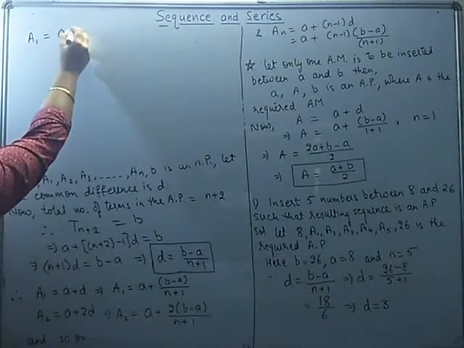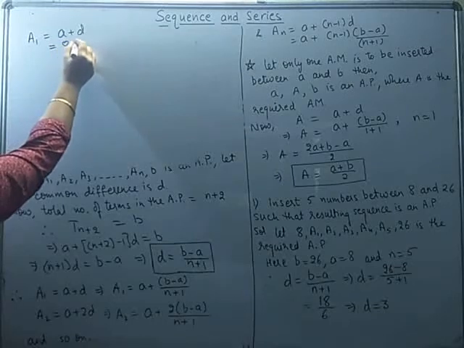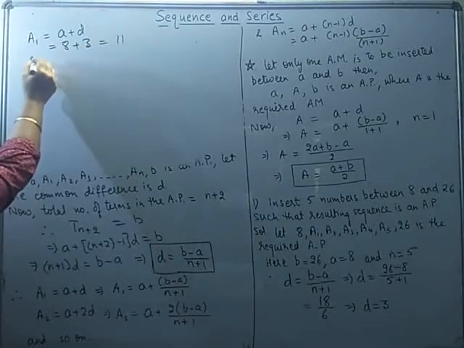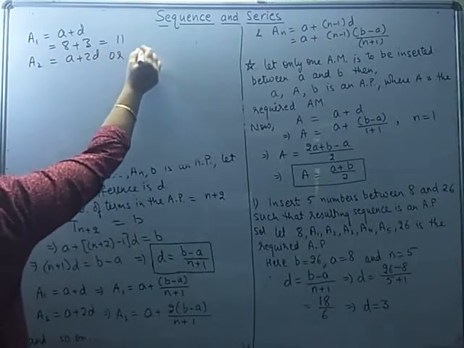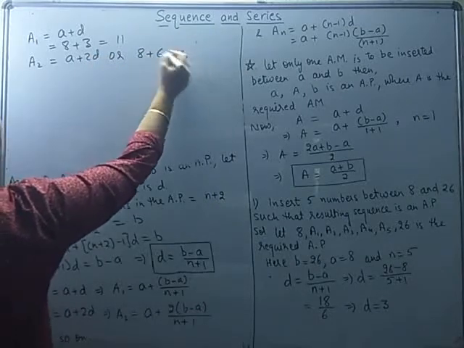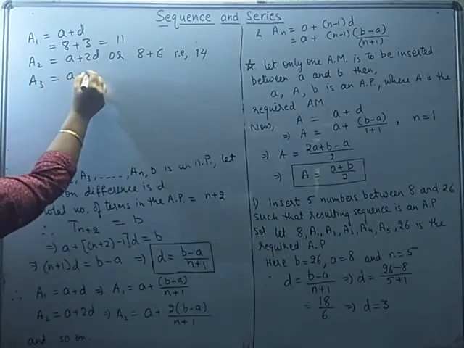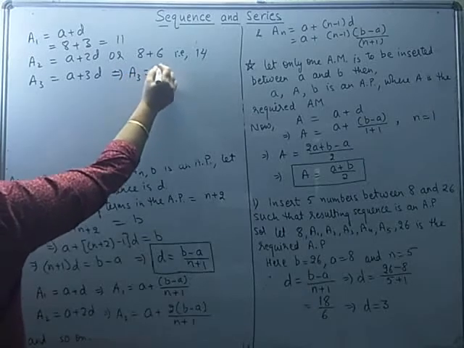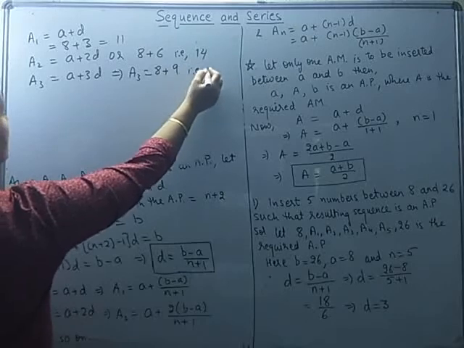A1 will be a plus d. And what is a? a is already 8. d we have just now calculated. It is 3. So A1 is 11. A2 will be a plus twice d. That means 8 plus 2 into 3, which is 6, which means it is 14. And A3 will be a plus 3d, which implies A3 is how much? 8 plus 3 into 3, that makes it 9. So it comes out to be 17.